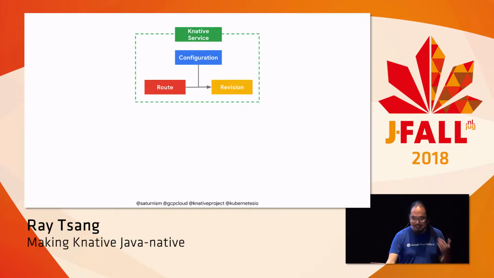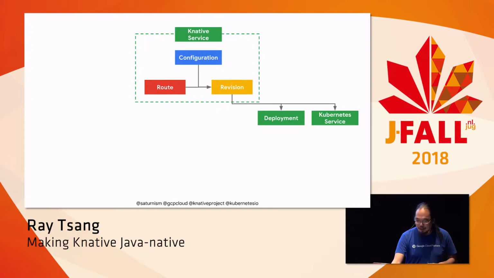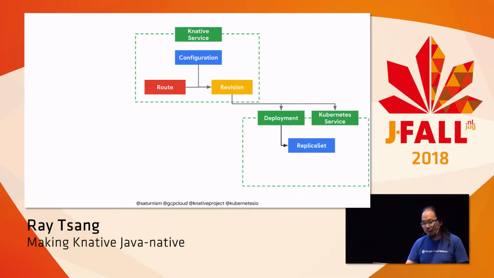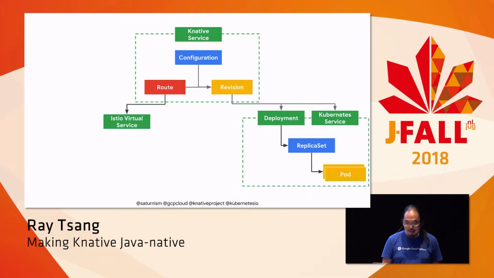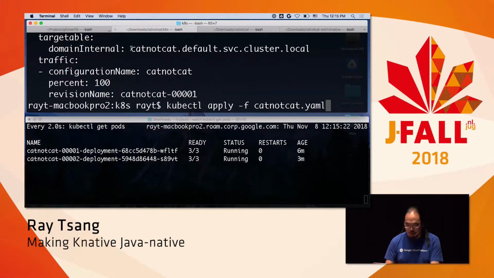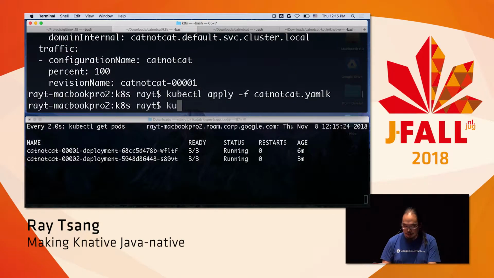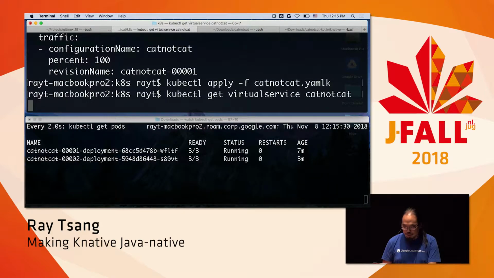But just remember, from Knative service, we created configuration, configuration created the revision, and that inherently created the deployment, and deployment created a replica set, and the pod, and so on and so forth. And the route actually created a virtual service in Istio. So if you know Istio, virtual service is actually the thing that instructs and configures Istio on how to route the traffic. So for example, here, if I say kubectl get virtualservice, oh, not cat, I believe.